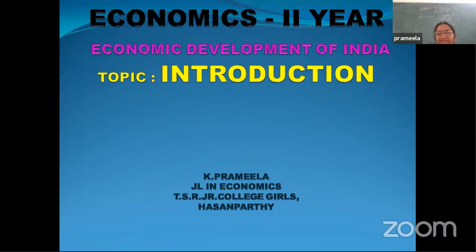Next, we can also learn how to remove the imbalances in the economy, mainly in the case of land distribution. Land reforms were introduced.